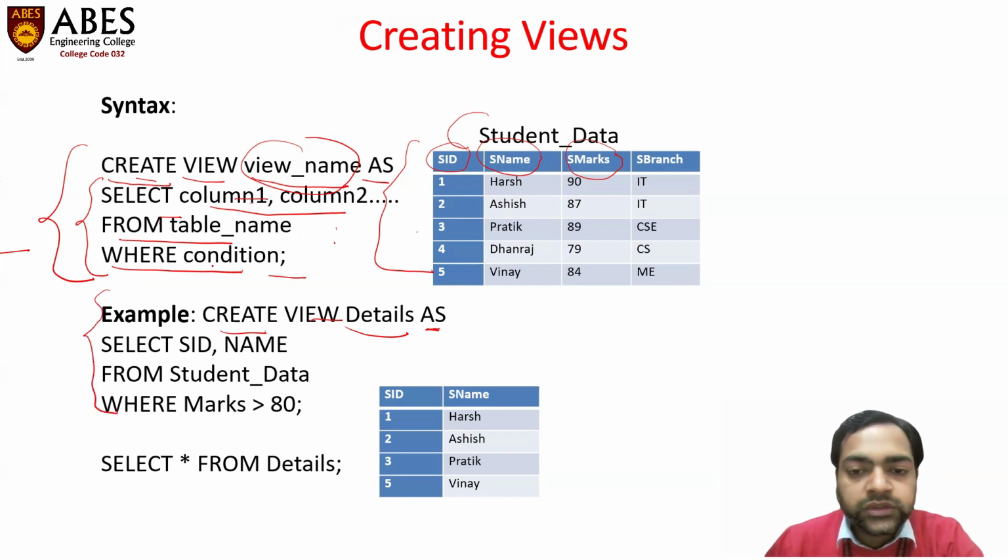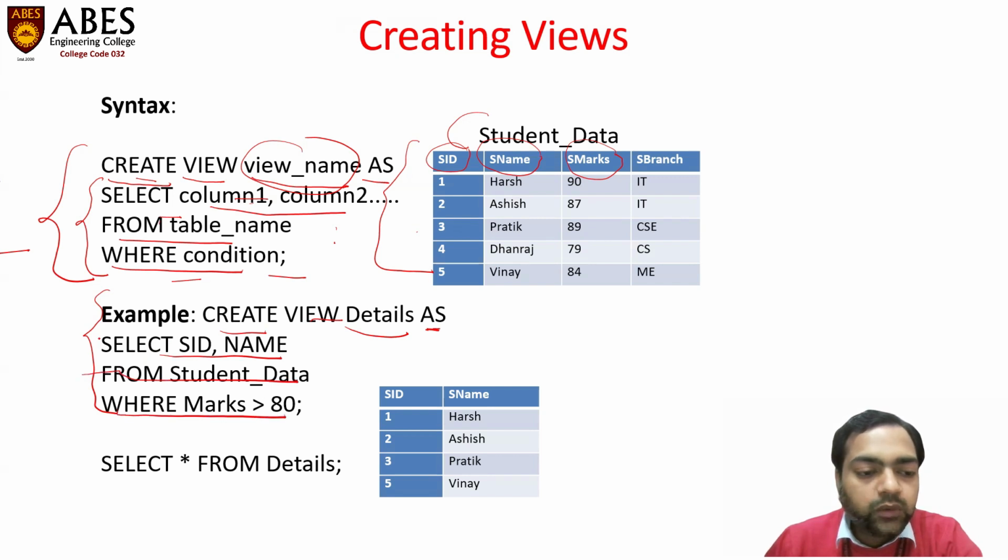So what we are using here is select, then SID and S name. We need to access only SID and S name of those students whose marks is greater than 80. So here we will apply this select command: select SID and S name from the student data where marks is greater than 80.